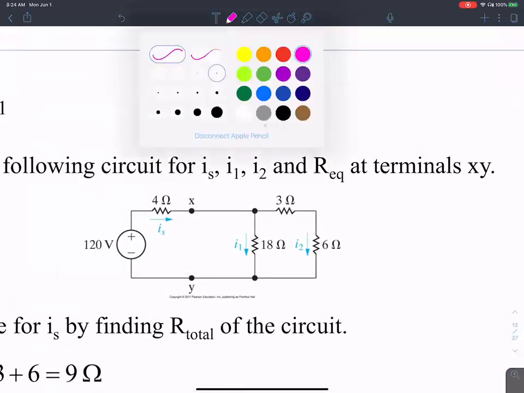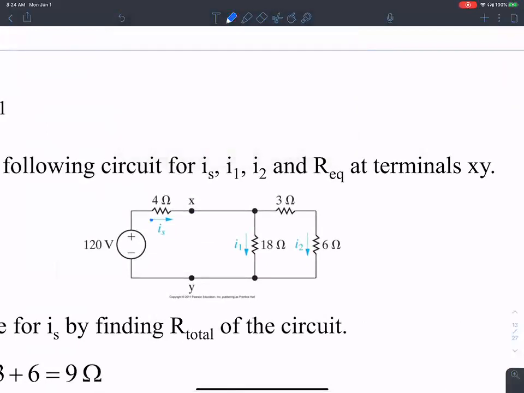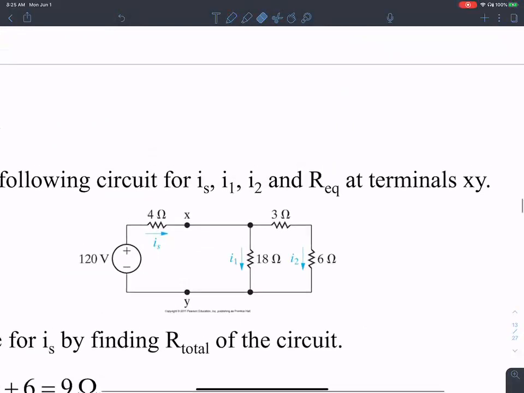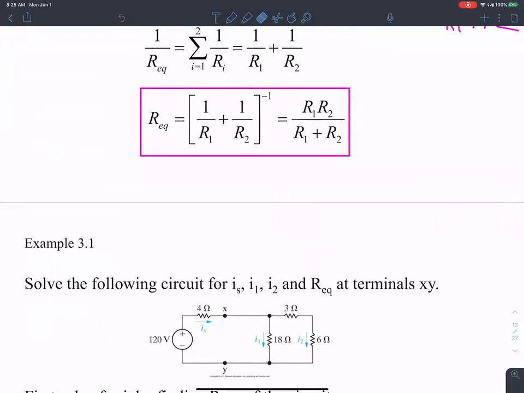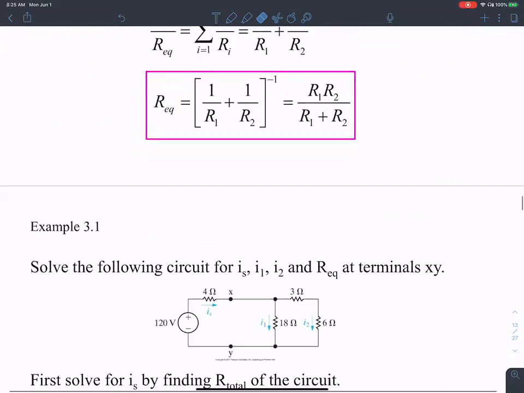The values of the resistors are given, okay, but the currents through each of these are not given. That is what we are supposed to find out. The overall voltage is given, and we are expected to find each of the branch currents. Okay, let's see how we go about doing that.